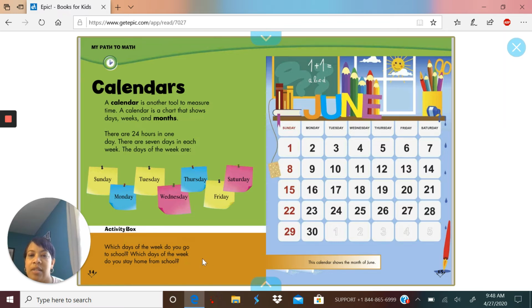And then they give you an activity at the bottom. It says, which days of the week do you go to school? Which days of the week do you stay home from school? Well, we know that, right? Monday through Friday, we're in school, and then Saturday and Sunday, we are home for the weekend. This calendar shows the month of June.